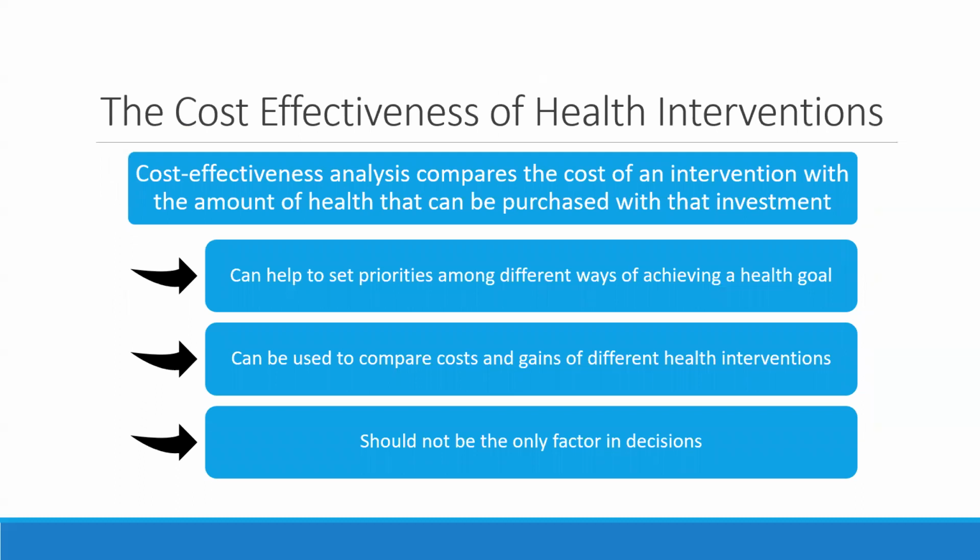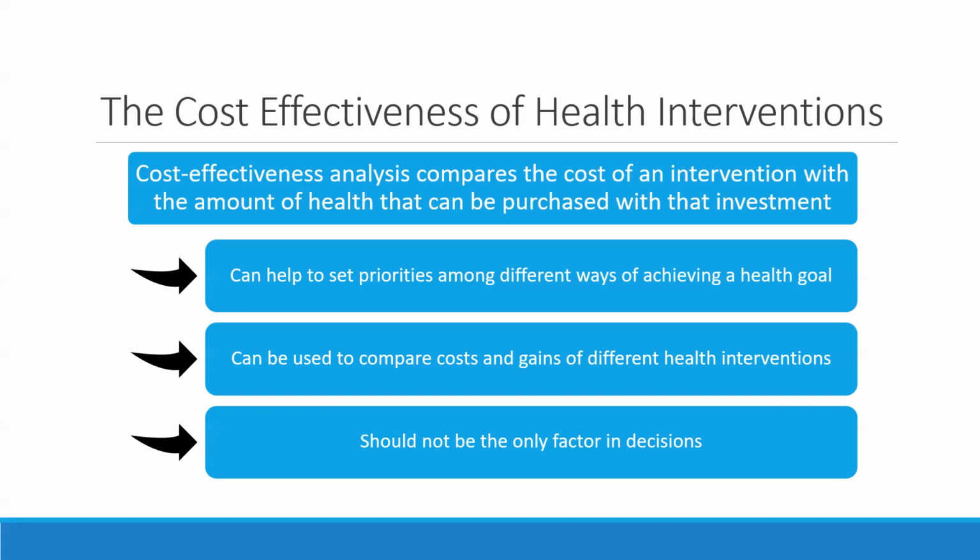The last concept to talk about is cost effectiveness of health interventions. It's basically comparing the cost of an intervention with the amount of health that can be purchased with that intervention, right? It's important to think about because it can help set priorities in global health, and really help us make decisions about where we should spend our money. What are we going to get as the best return on our investment? This shouldn't be the only factor in decisions, but it's one important one.